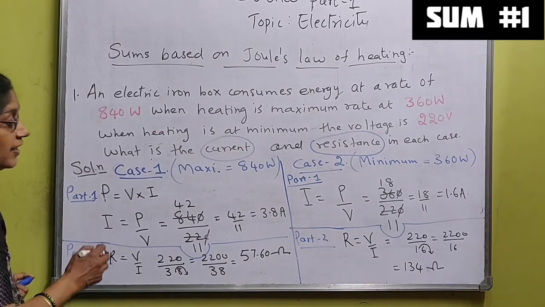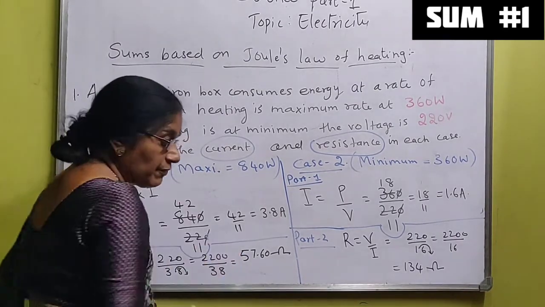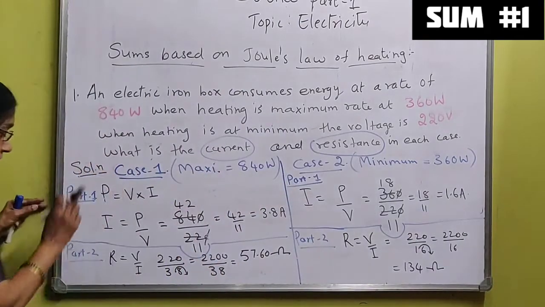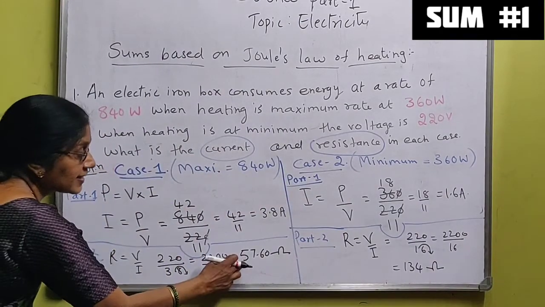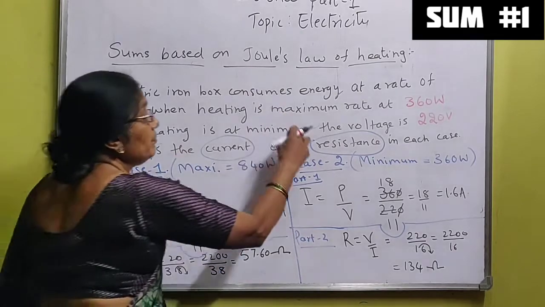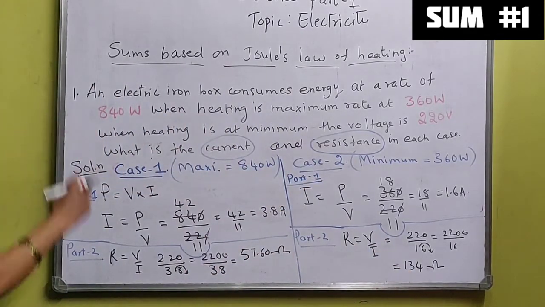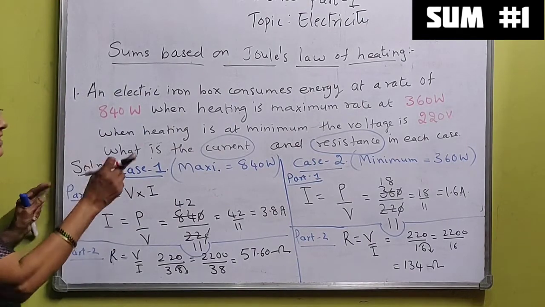So you can see here that when current becomes maximum, the resistance is less. When current becomes minimum, the resistance is more. This is what we can derive in this sum.